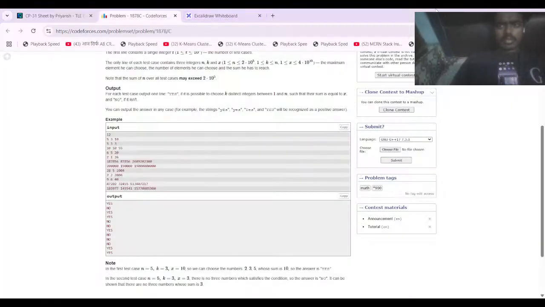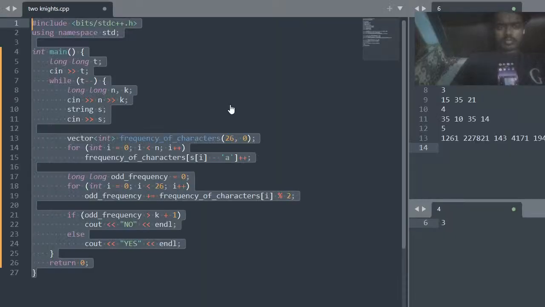So now I would like to do the code. So in the coding section, how can I do it?